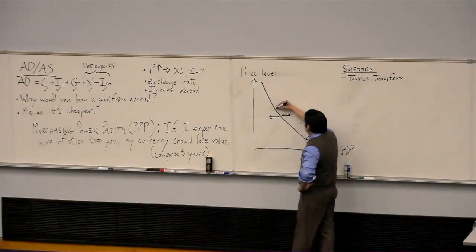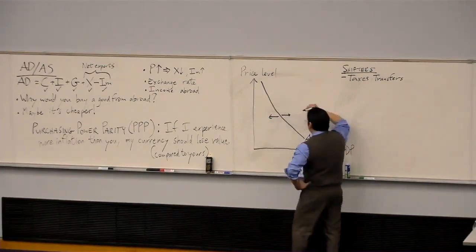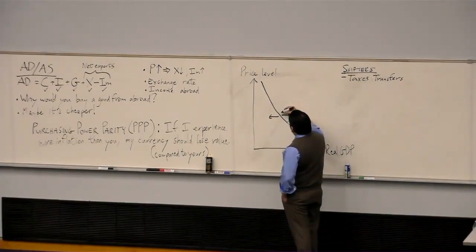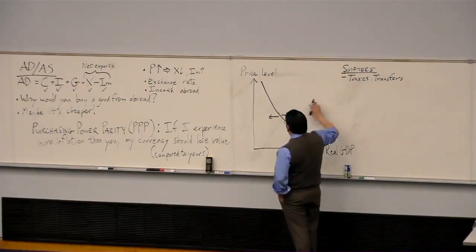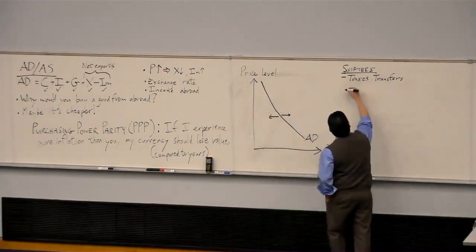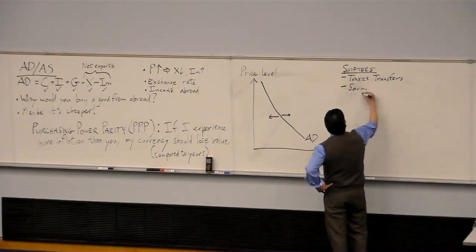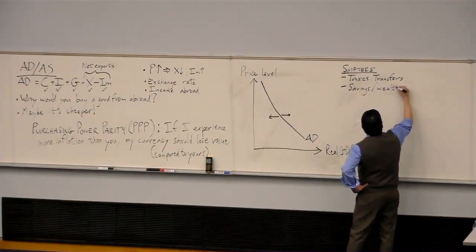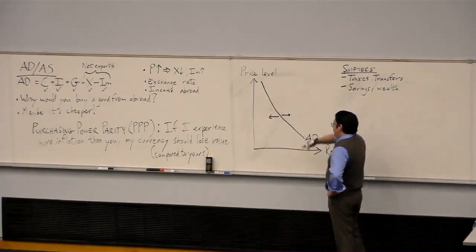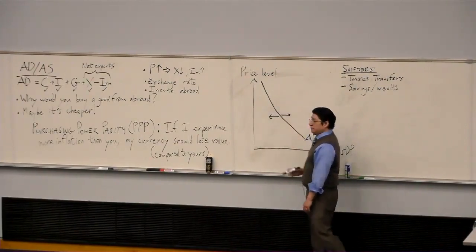Lower taxes or higher transfers push it out to the right. Higher taxes or fewer transfers shift it to the left. Then we noted that you can also spend out of your savings and wealth, and so significant changes in your savings and wealth might also affect the position of the demand curve. Let's say the stock market rises significantly, so that means people who own shares have more wealth, so demand shifts to the right, something like that.